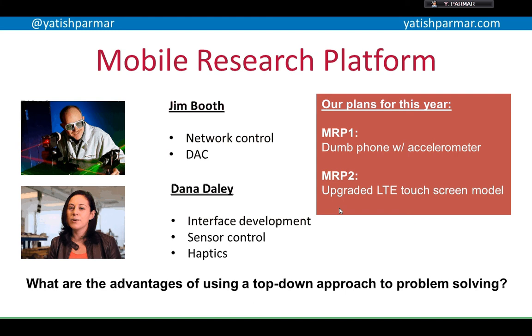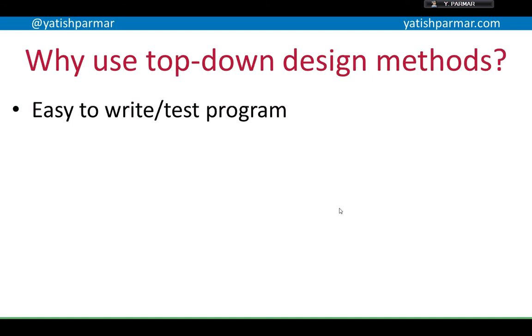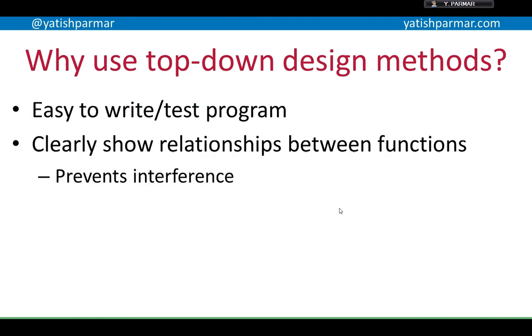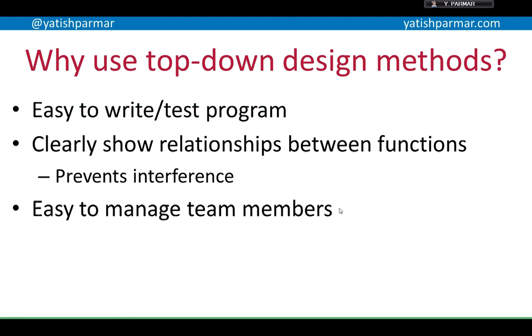So what would the advantages of using a top-down approach to problem solving be to us in this situation? Well, first of all, it might be easier to write and test a program because it's in smaller little modules. It's easier to write them, and then it's easier to test them because they're shorter. You can see the relationships between functions. You can prevent parts of your system interfering with other parts. It's easy to manage the team members.